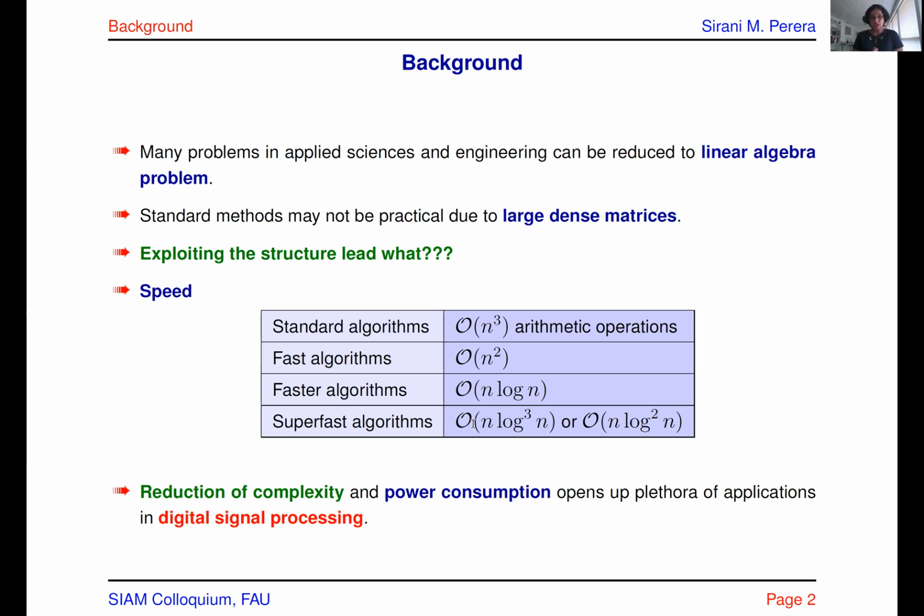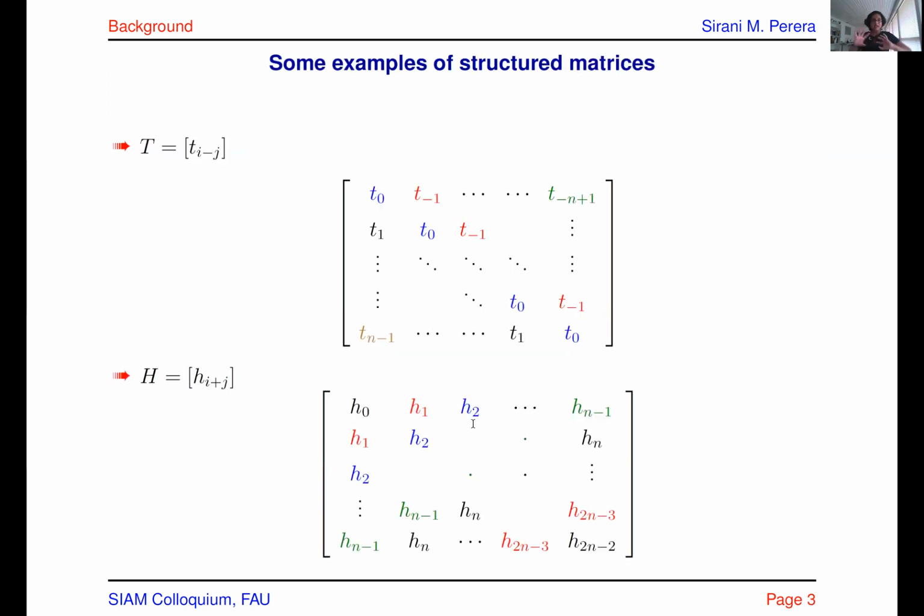And why the structure or the fast algorithm is important is that once you reduce the structure, we can use that to reduce the power consumption and cost associated with the integrated circuit. So it will open immense applications in digital signal processing. And when you talk about structured matrices, there are two main families. One is called the moment type matrices, the other one is called the recurrence type.